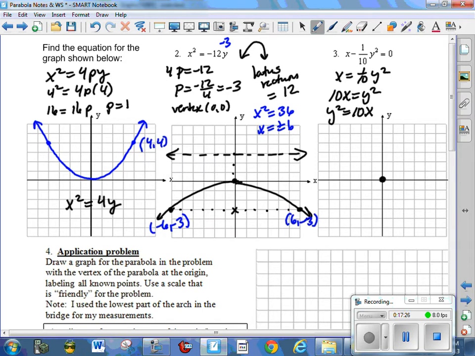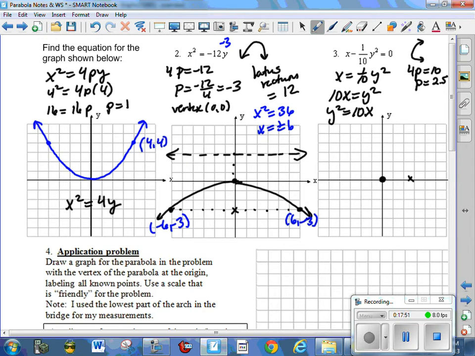Which direction does it open? Positive x direction. That plus x might be confusing to people, so I'll just draw the direction. 4p is equal to 10. We're going to get a p that's not a nice integer, but that's okay. You can handle it. So p is equal to actually 2.5. So we're going to go 2.5 for the focus.